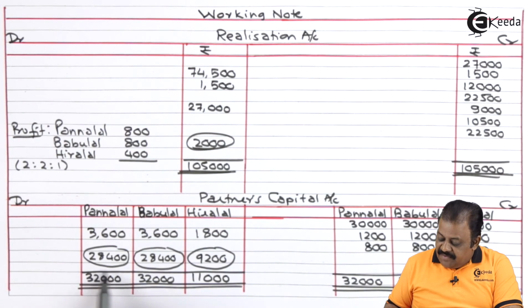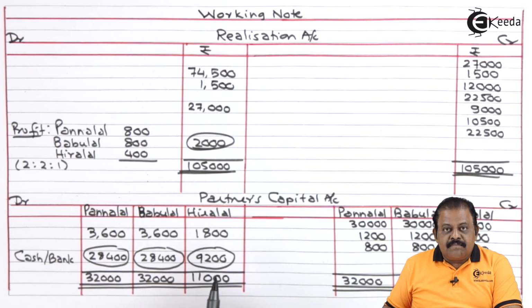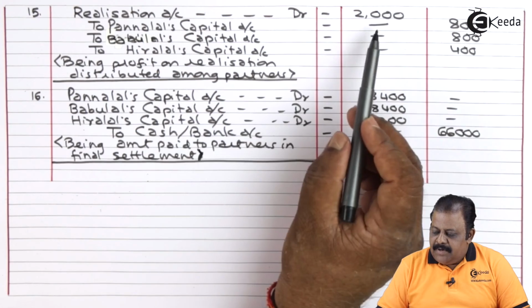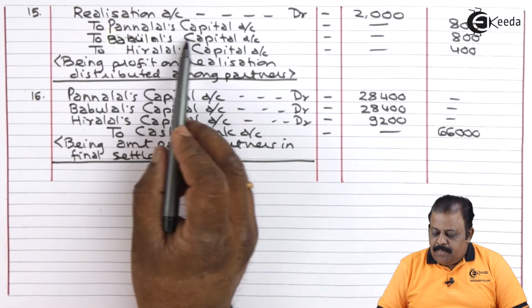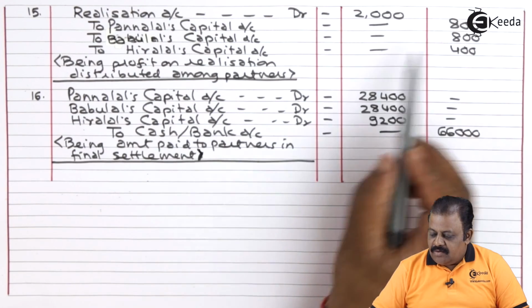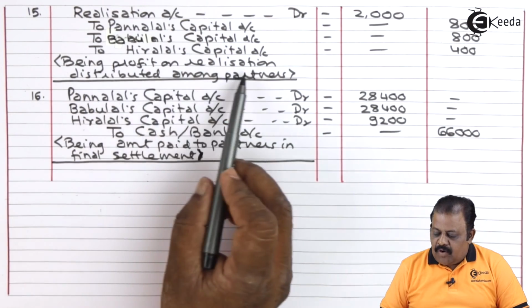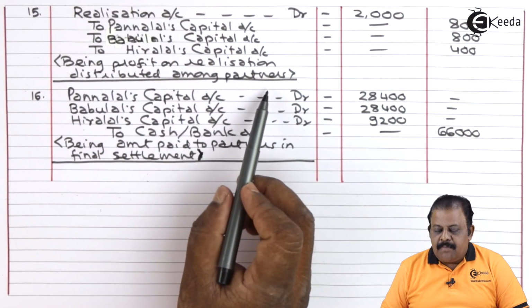We got the balancing figure on the debit side. This will be transferred to cash bank account. Pannalal 28,400, Babulal 28,400, Hiralal 9,200. Realization account debit 2,000 to Pannalal's capital account 800, to Babulal's capital account 800, to Hiralal's capital account 400, being profit on realization distributed among partners.